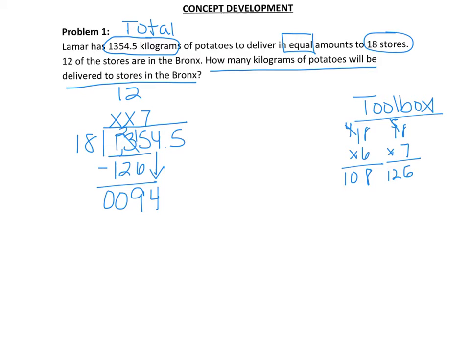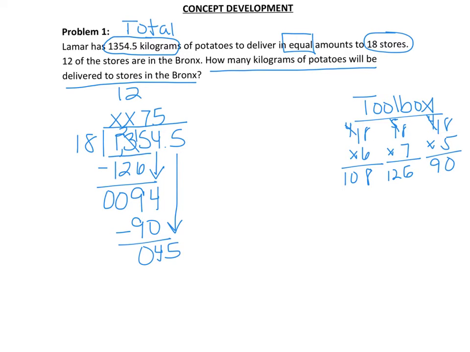So I'm going to try 5 because I know 20 times 5 is 100. 18 times 5. 5 times 8 is 40. 5 times 1 is 5, plus 4 is 9. So 18 times 5 is 90, so it's very close to 94. So 5 times 18 is 90. Subtract is 4. Bring down that 5. So 45 divided by 18.